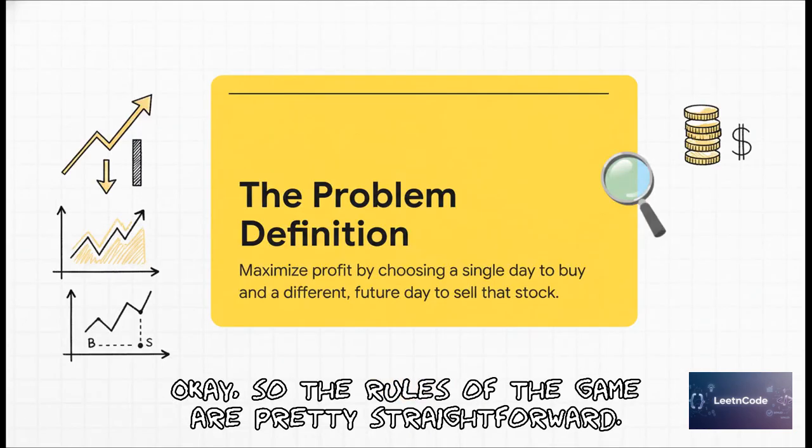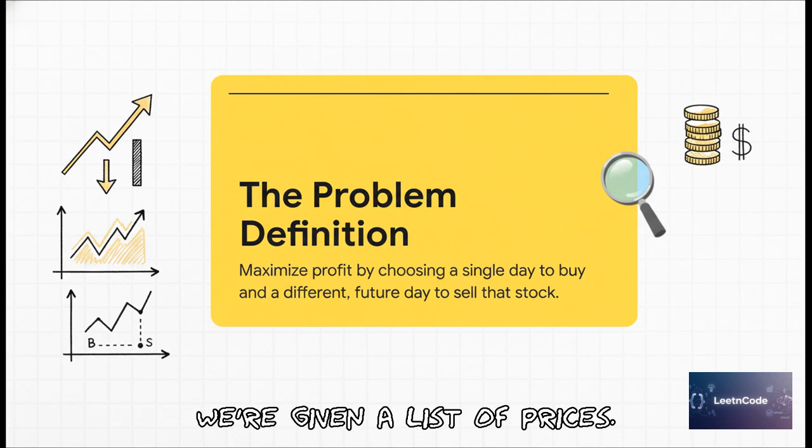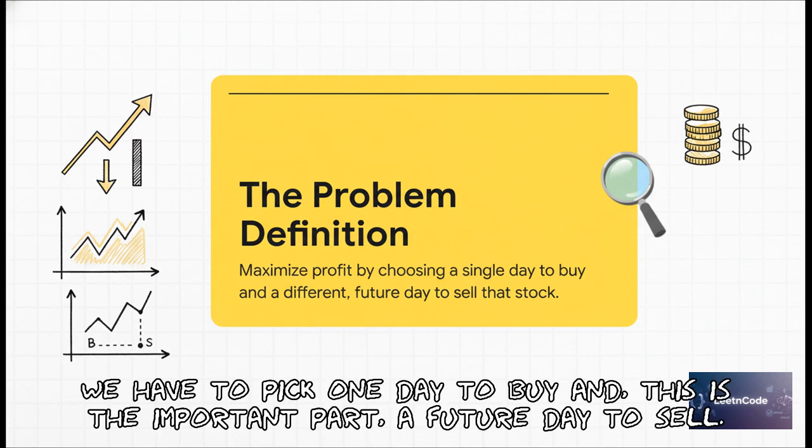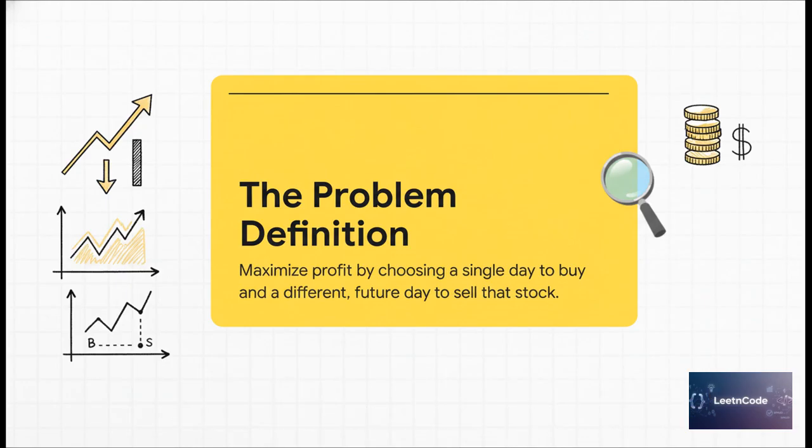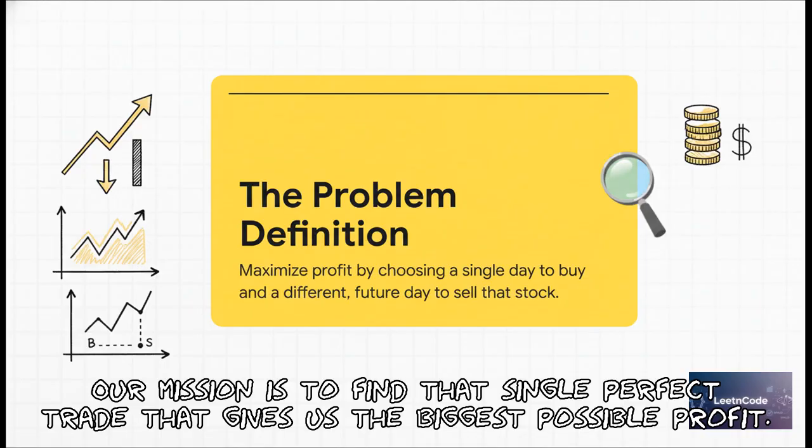Okay, so the rules of the game are pretty straightforward. We're given a list of prices. We have to pick one day to buy and, this is the important part, a future day to sell. No time travel allowed. You can't sell before you buy. Our mission is to find that single perfect trade that gives us the biggest possible profit.